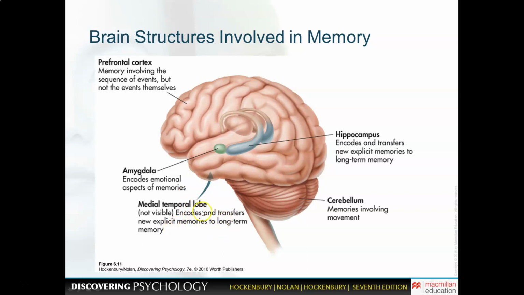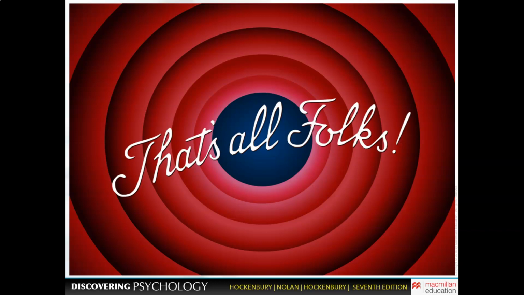The medial temporal lobe, which is underneath here, the lower lobe here, that encodes and transfers new explicit memories to long-term memory. Then we have our hippocampus. That encodes and transfers the new explicit memories to long-term memory as well. And last but not least here, we have the cerebellum, this structure right here at the very back and underneath part of our brain. That involves memories that have to do with movement, muscle memory, that type of thing. So please become very familiar with that. And that concludes our discussion about memory.